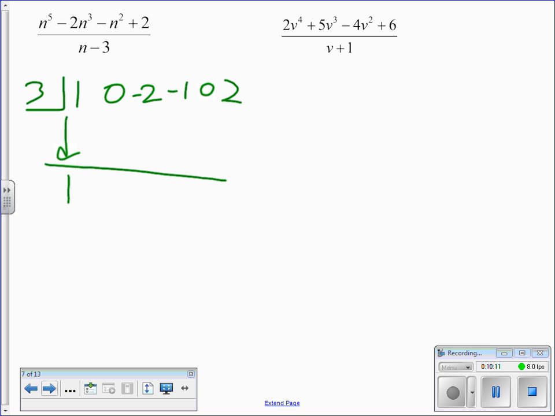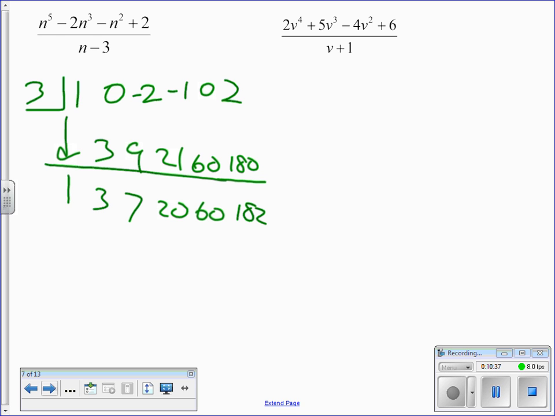Bring down that first number. 3 times 1 is 3. Add, I get 3. 3 times 3 is 9. Add, I get 7. 3 times 7 is 21. Add, I get 20. 3 times 20 is 60. 0 plus 60, I get 60. And then 3 times 60 is 180. Add 2, I get 182.